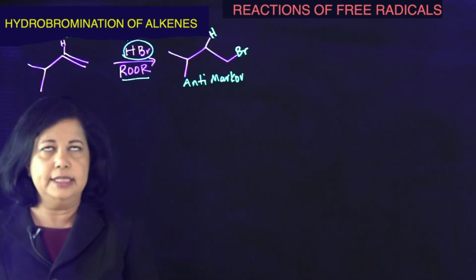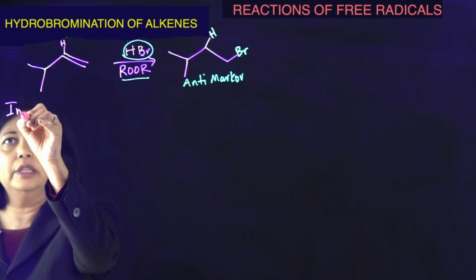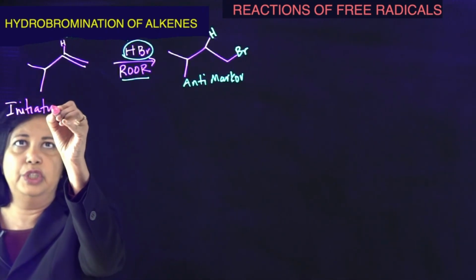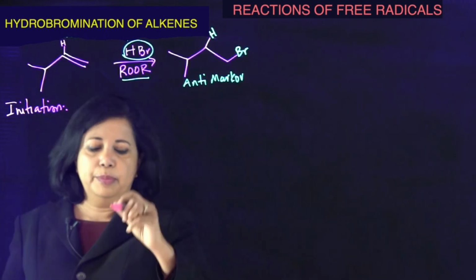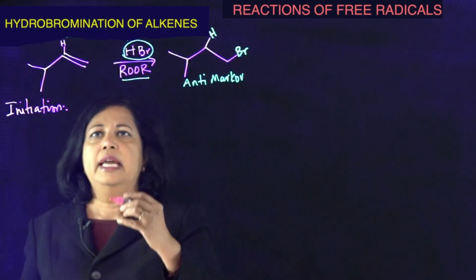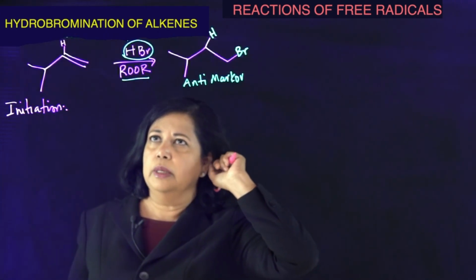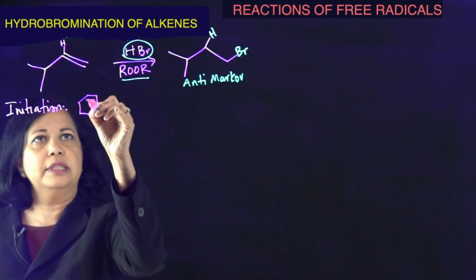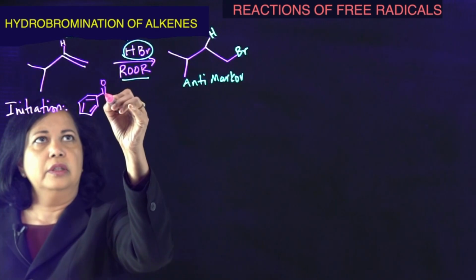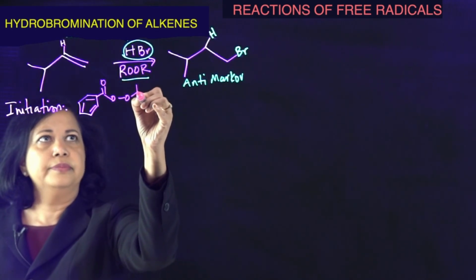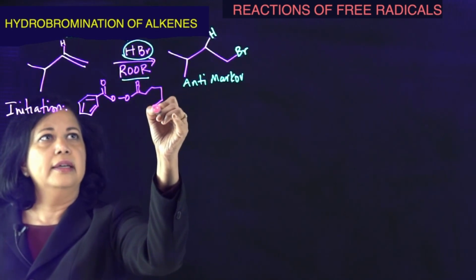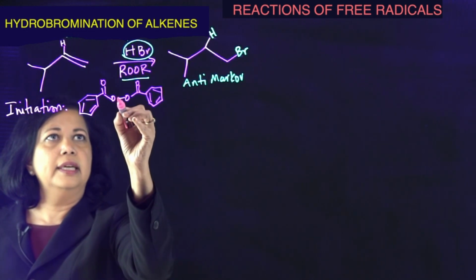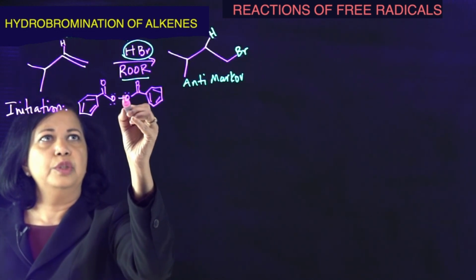All right, this is always going to be the same. So let's start with initiation. In this case, you're going to take a peroxide, and you can use AIBN or benzoyl peroxide. Let's do benzoyl peroxide because that's what most of these textbooks have, although AIBN is also very popular in lab. So you take benzoyl peroxide, and then you split it apart.